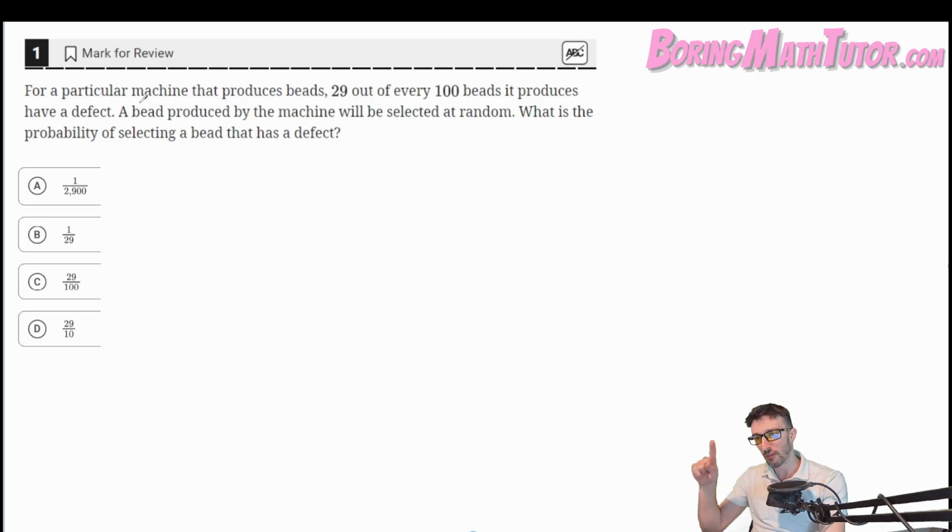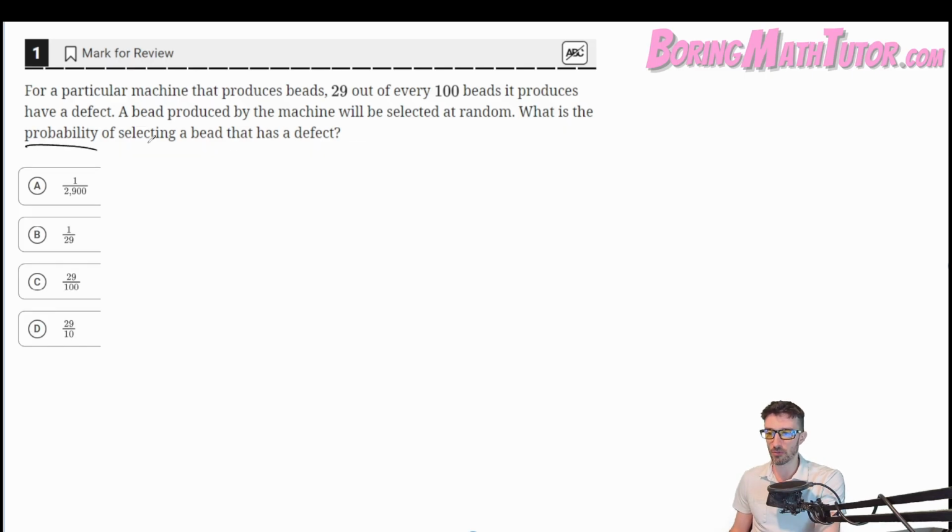Let's go. For a particular machine that produces beads, 29 out of every 100 beads it produces has a defect. A bead produced by the machine will be selected at random, and so on. What is the probability of selecting a bead that has a defect?